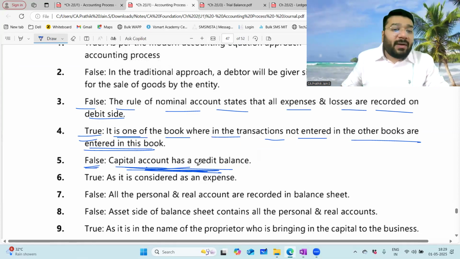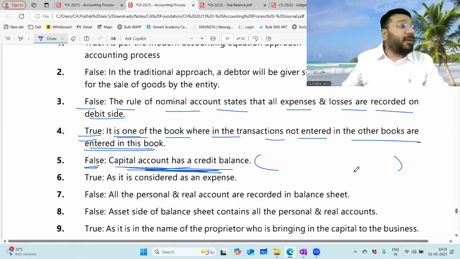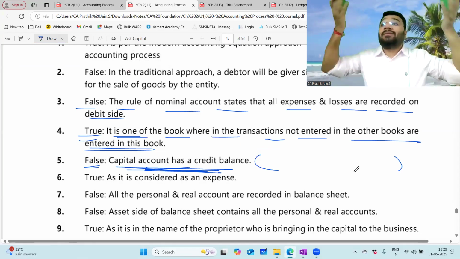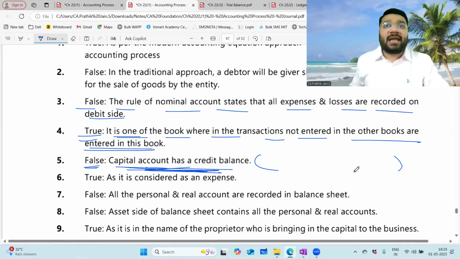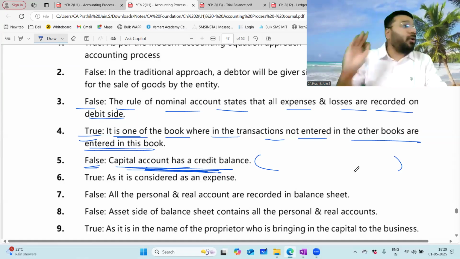False, capital account is a credit balance. Now, if you want to give an explanation, in some cases the capital account could be a debit balance, where the withdrawal is more than the initial capital contributed. In that case, a debit balance can happen. If you want to give extra explanation, nothing wrong in it.